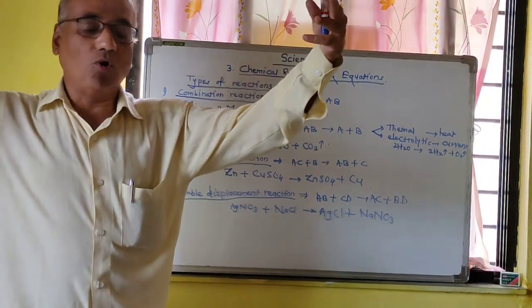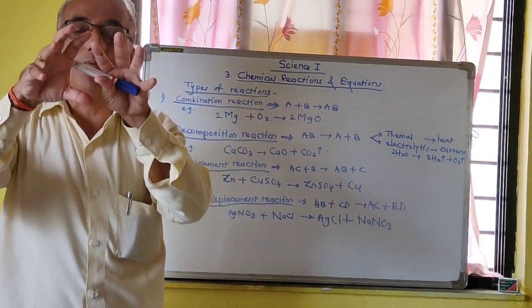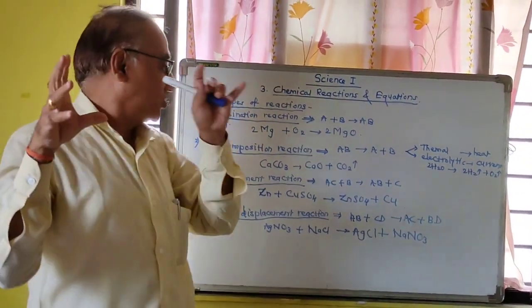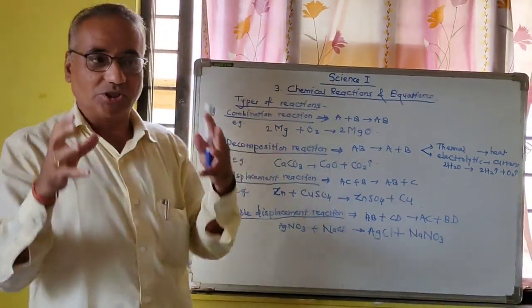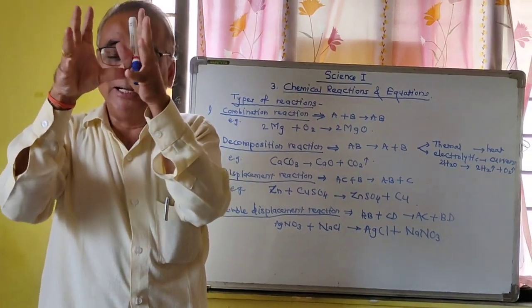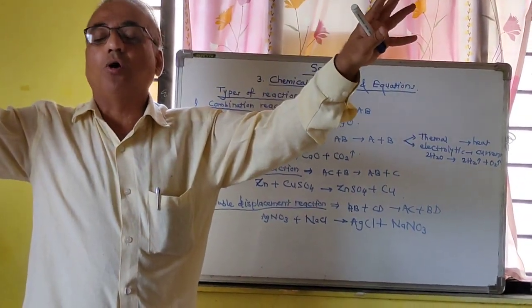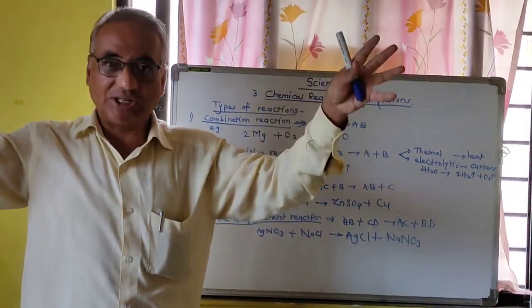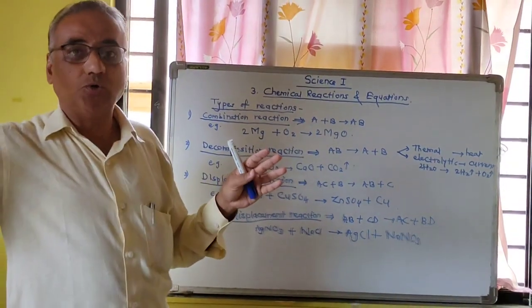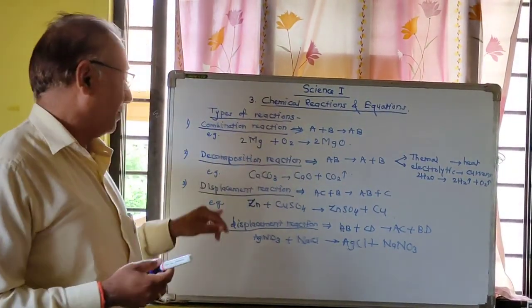Combination: when two or more elements combine together and there is a formation of a single product, it is called combination. To combine together, right? Decomposition: when from a single reactant there is a formation of two or more products. To decompose, right? To break that reactant into two or more products is called decomposition.